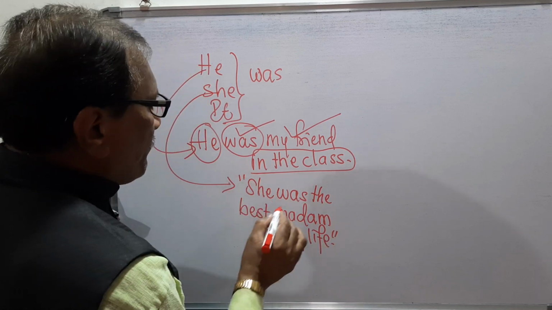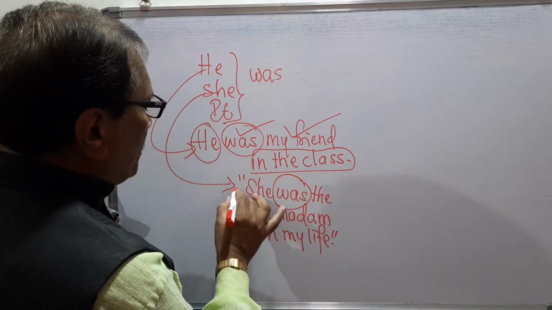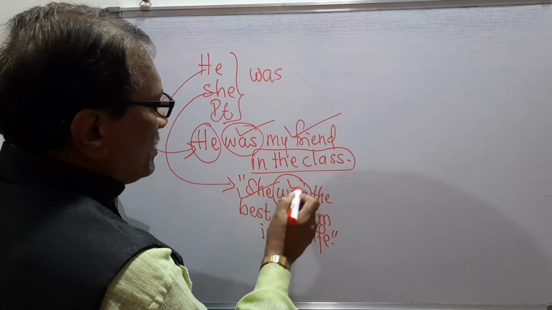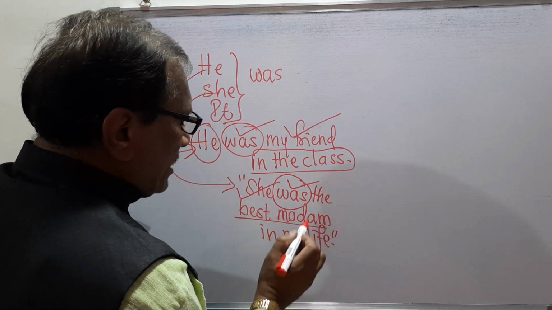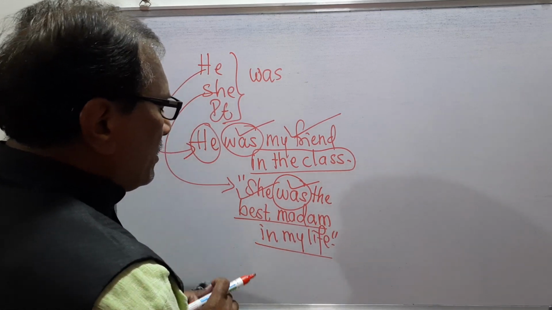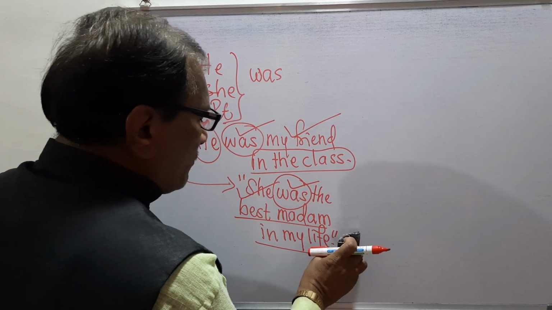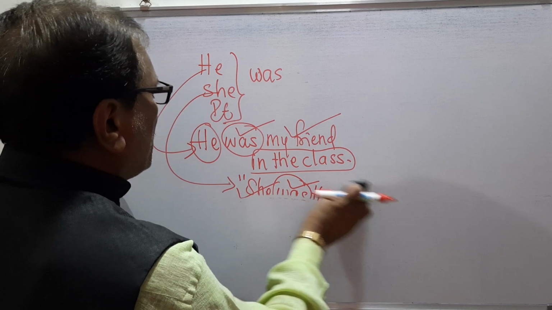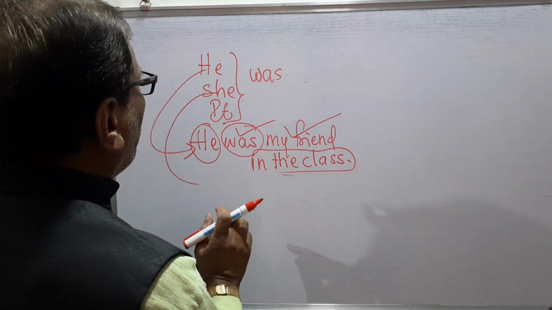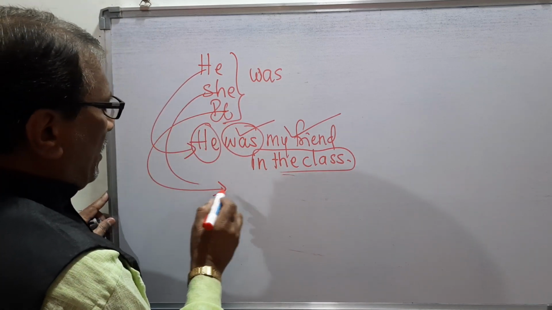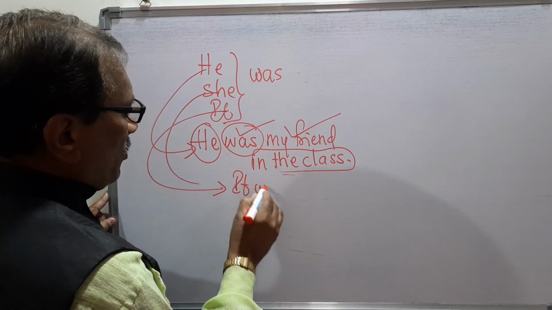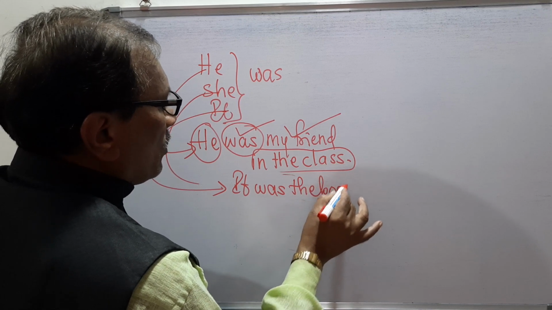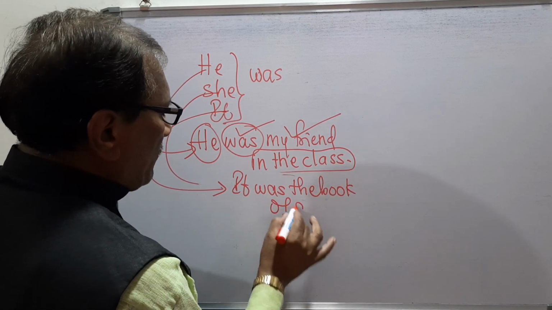Remember, this is the past tense. She is the singular subject, the best madam is singular, and in my life is the phrase of the extra words which is helping to make the sense of the particular sentence. Now it. It was the book of Sham.